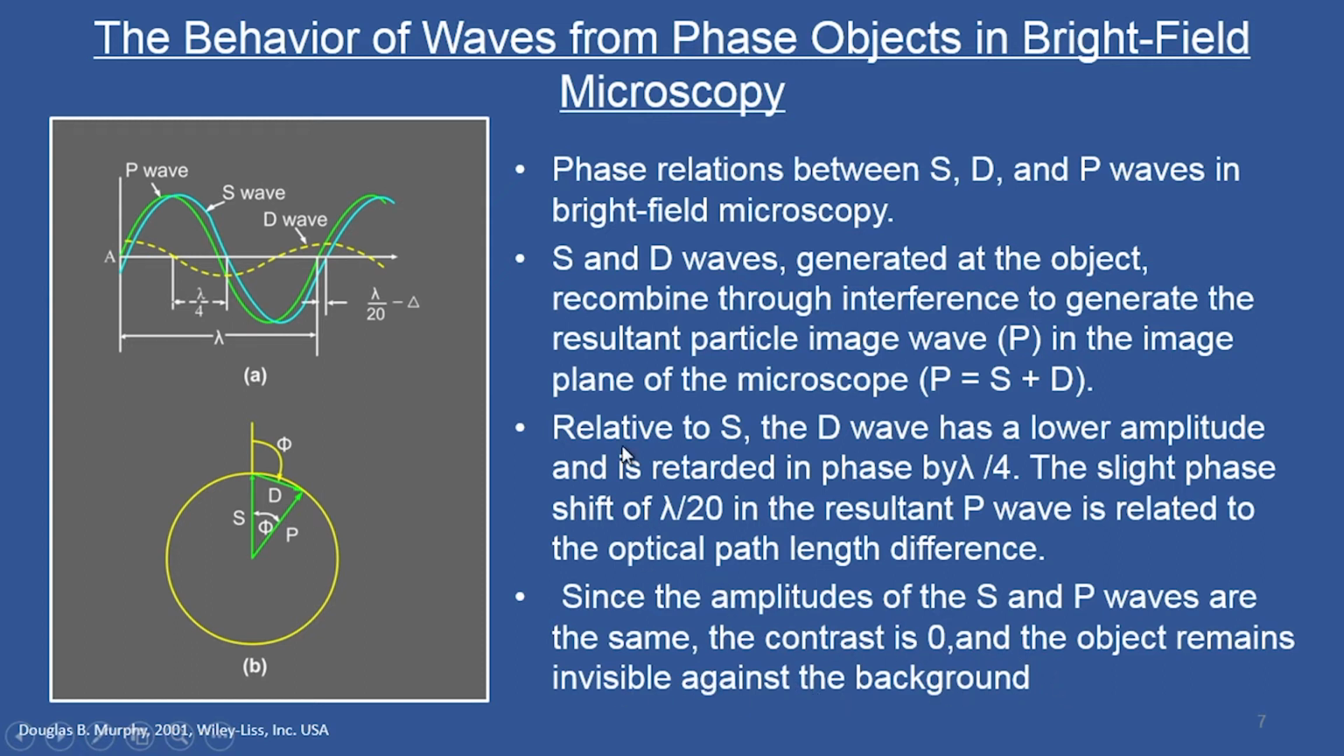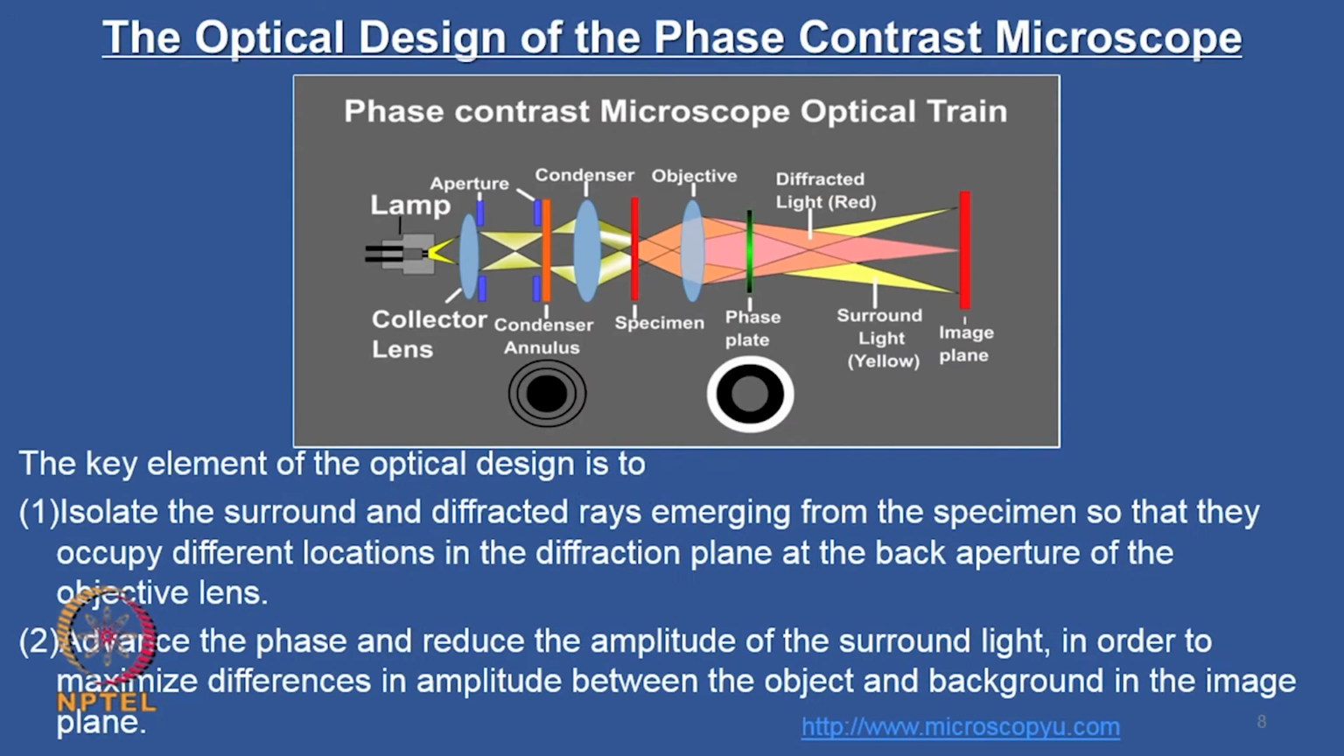So, that is why, under bright field illumination, a phase object will not produce enough contrast. The very difference of going to phase contrast microscopy is well understood by looking at this slide. Now we will see how the phase contrast optical design is arranged in order to produce contrast.